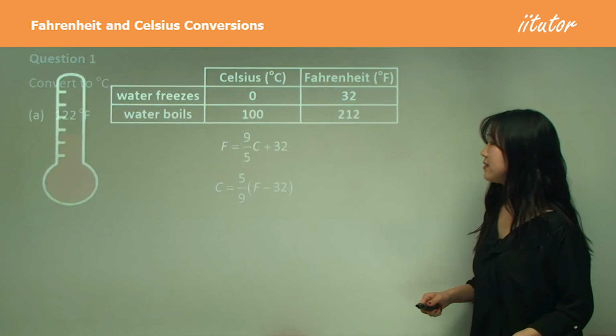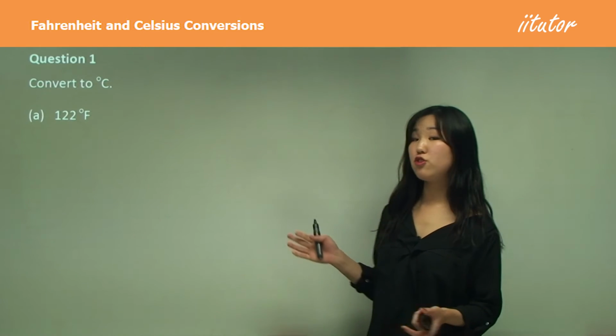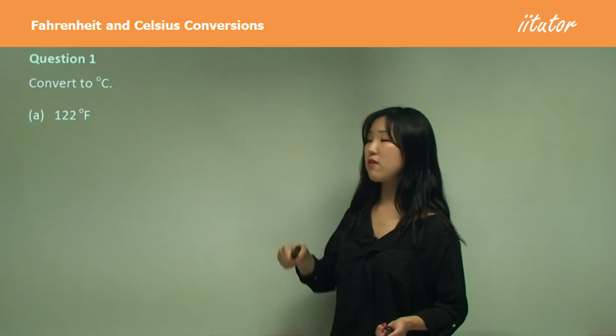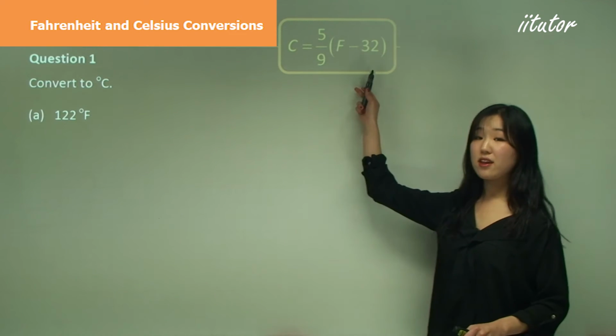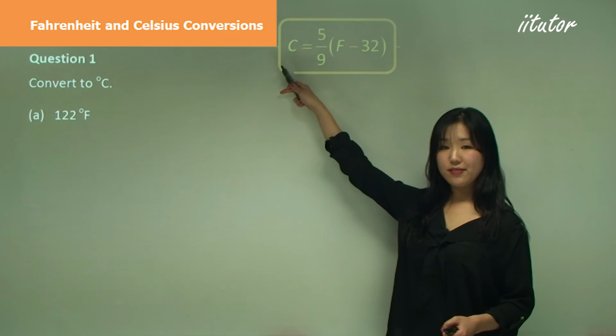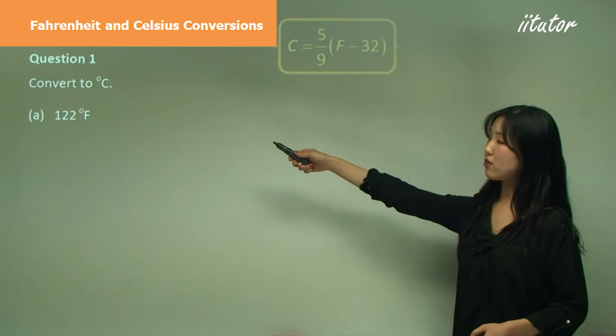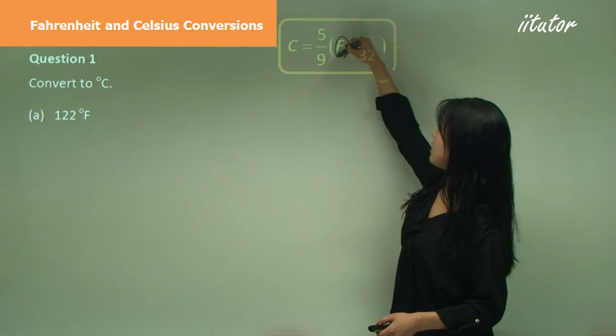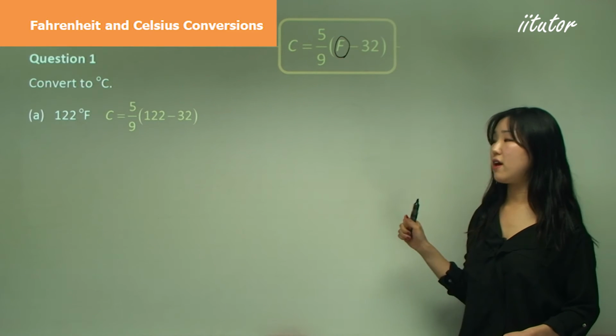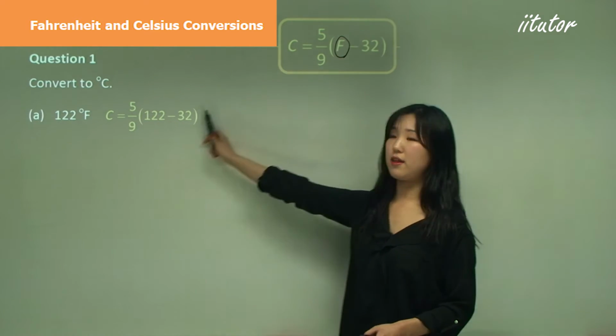So let's try. Starting with question 1, it says convert to degrees Celsius. So we're given something in degrees Fahrenheit. I'm going to use my formula that converts Fahrenheit to Celsius. See how I've got 122 degrees Fahrenheit? I'm going to put that into here. So I have 5 over 9 times 122 minus 32.